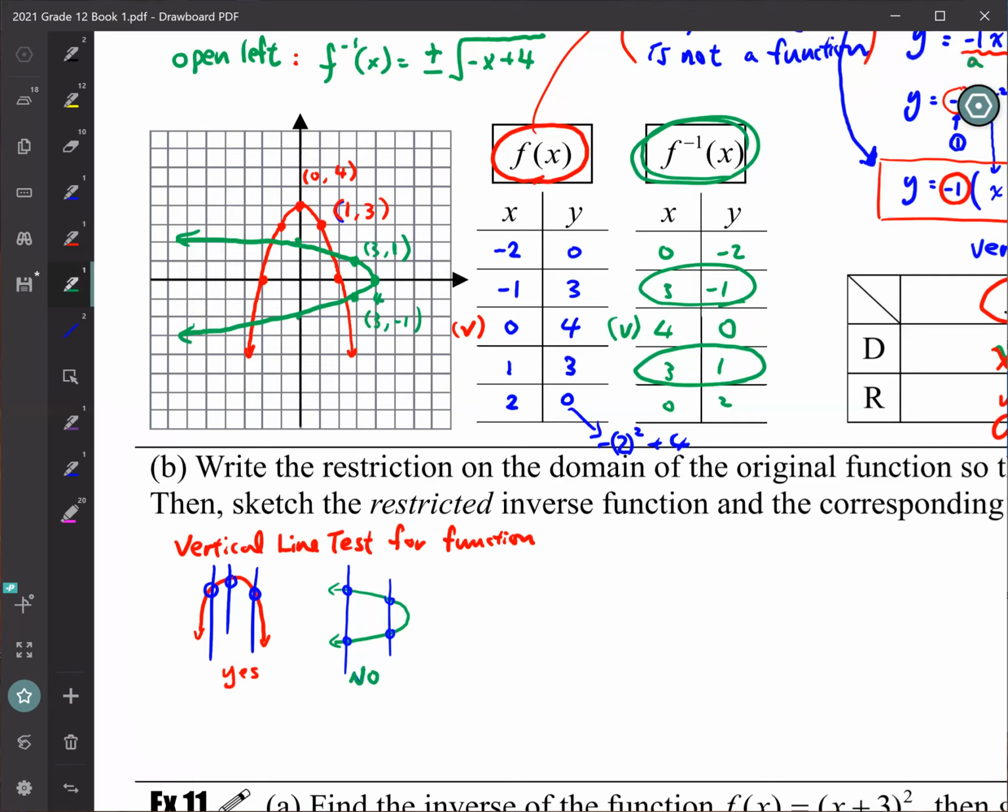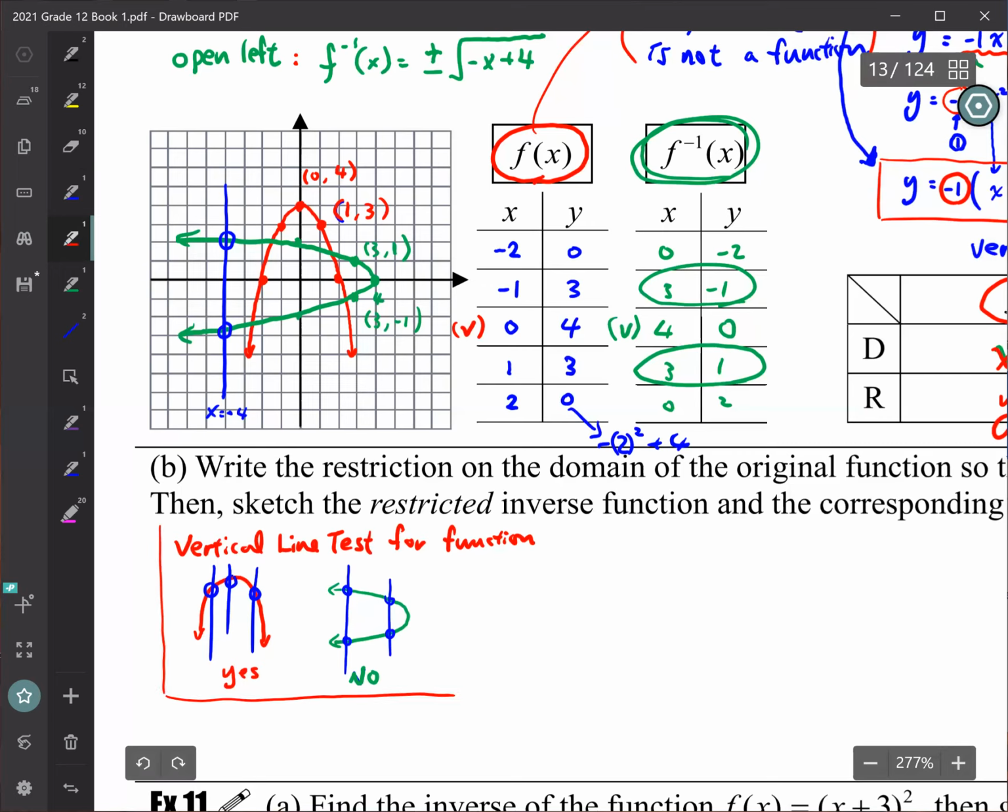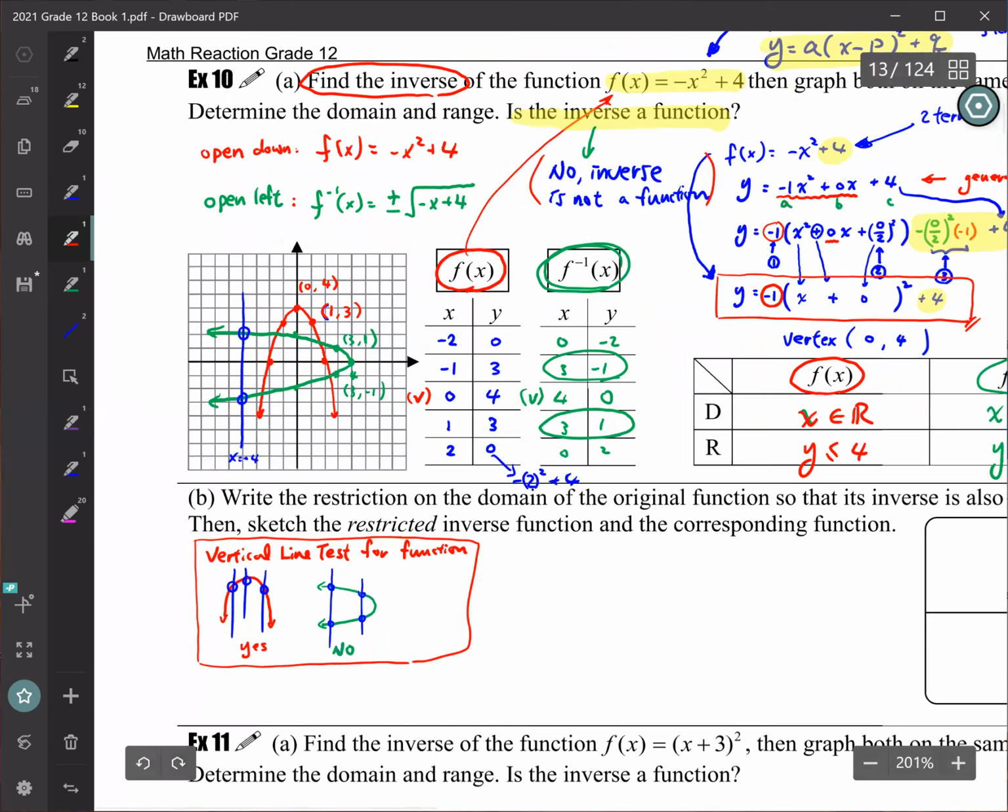Because each vertical line is like an x value. You draw a vertical line there. If I draw a vertical line, for example at x equals -4, you get two points of y, two different y values for the points. So it's not a function. So this is your vertical line test. Okay, so now we all agree that the inverse is not a function.